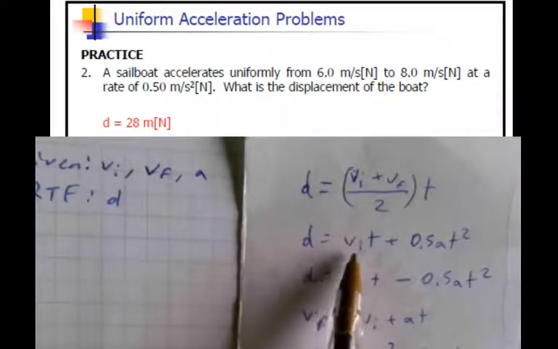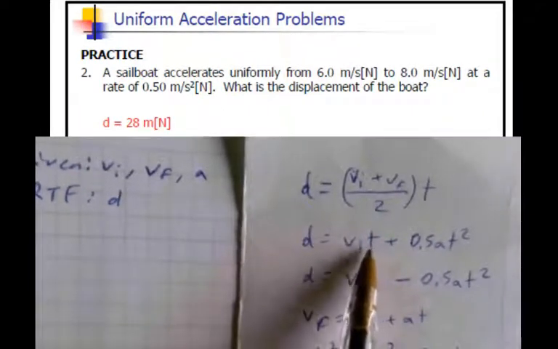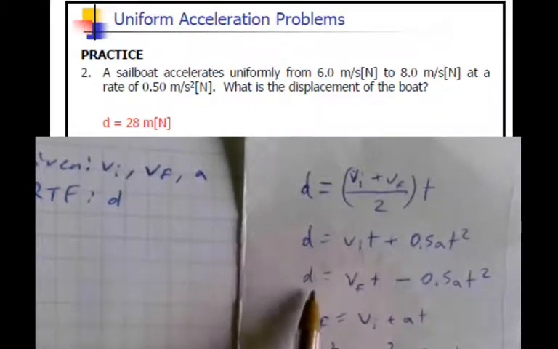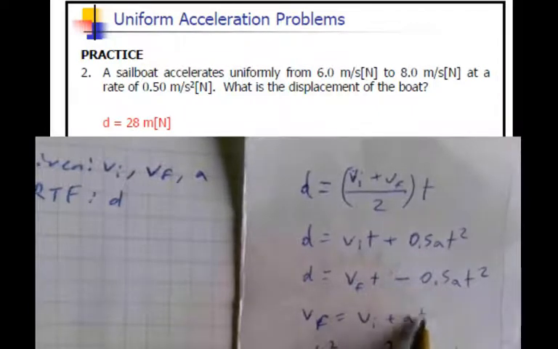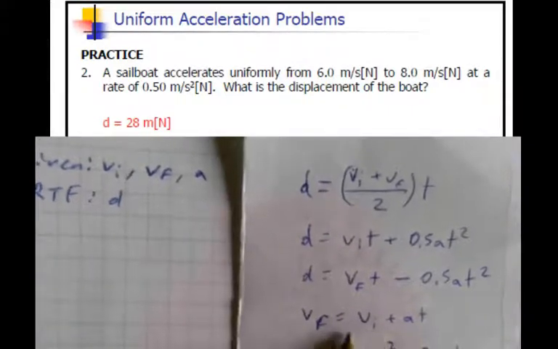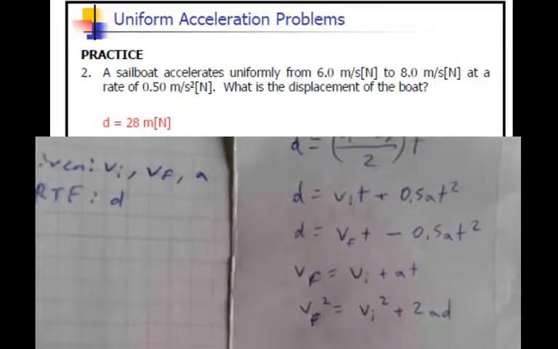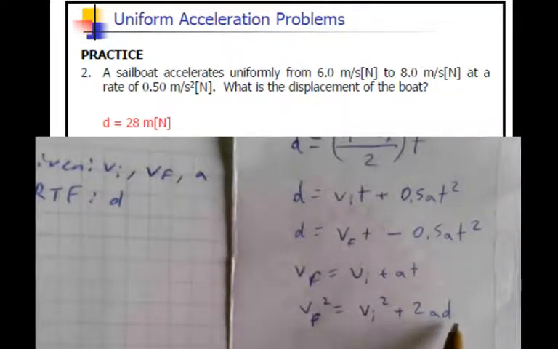This one has VI. It's got T. We don't need T, so we can forget that one. This one here has a T. We can't use T because we don't have it. Lastly, this one's got a T. Or sorry, it doesn't have a D, which is what we need to solve for, so we can't use that one. We're going to have to use the last equation. VF squared equals VI squared plus 2AD.